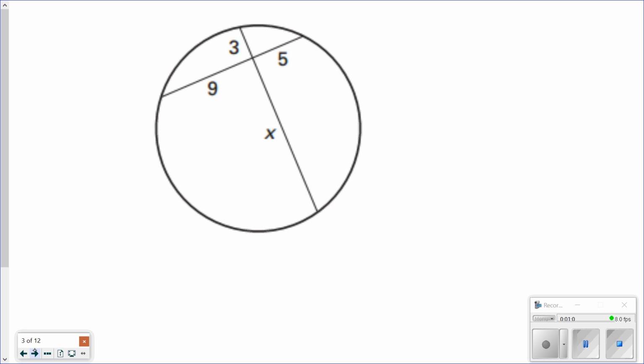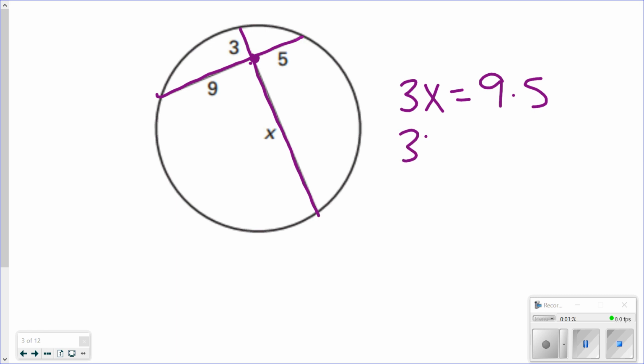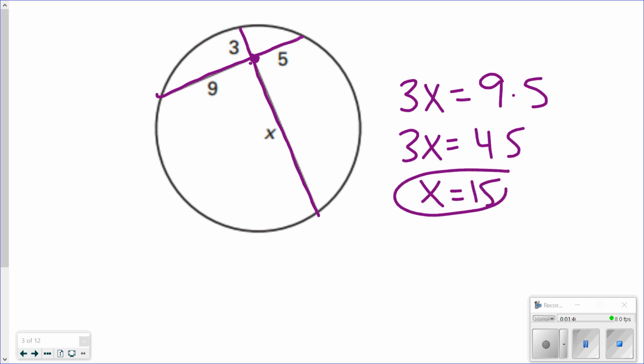All right, so let's practice that. So we see two chords, and those two chords are divided into four different segments, and the intersection's right here. So let's start with this chord right here. We know that this is going to be 3 times x, which is just 3x, is equal to, and I'm going to take this chord, and it's going to be equal to the multiplication of those two mini segments, and we have 9 times 5. So I can simplify this, so 3x stays the same, is equal to 9 times 5 is 45. Divide each side by 3, and x then is equal to 15.